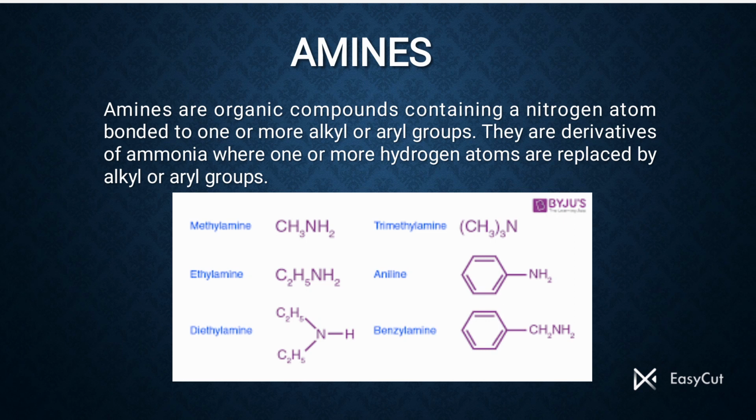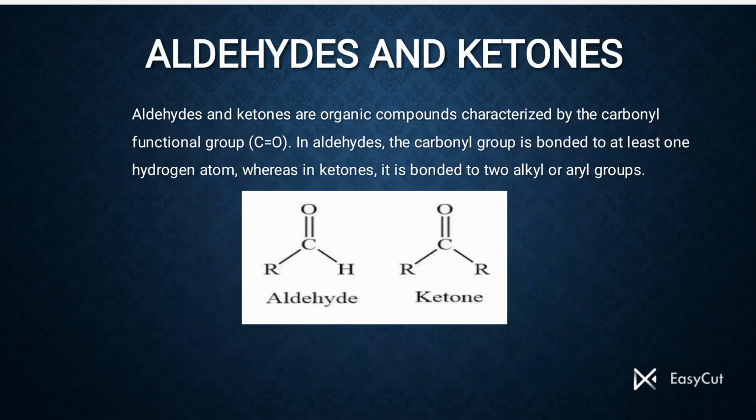Now let's look at amines. Amines are organic compounds containing a nitrogen atom bonded to one or more alkyl or aryl groups. An example is methylamine, which is CH3NH2. It is a primary amine where one hydrogen atom of ammonia is replaced by a methyl group.